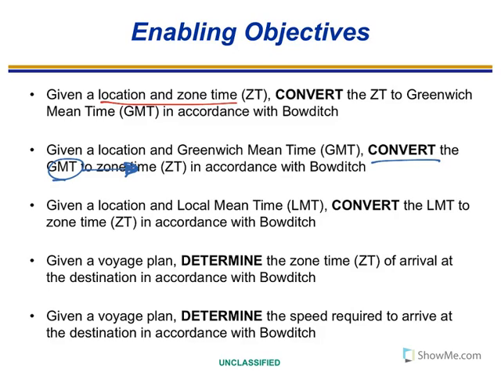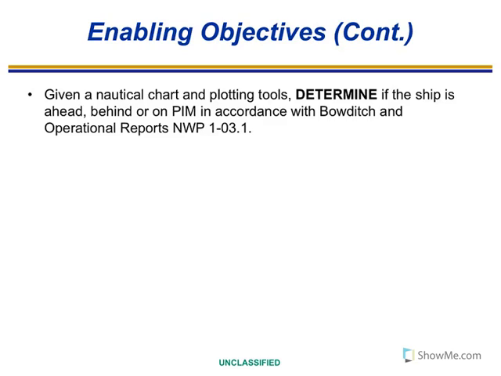And if we give you a voyage plan, you'll be able to determine the zone time of arrival at the destination in accordance with Bowditch. Those will be our ETA problems. If we give you a voyage plan, you'll be able to determine the speed required. Those are our speed required problems to arrive at the destination in accordance with Bowditch. And if we give you a nautical chart and plotting tools, you'll be able to determine if the ship is ahead, behind, or on PIM, position of intended movement, in accordance with Bowditch and operational reports, NWP 1-TAC 03.1.